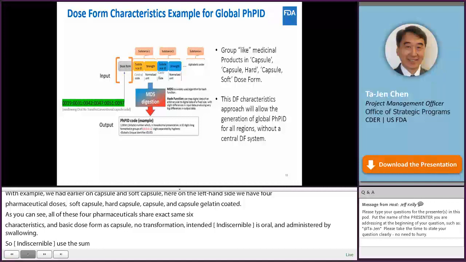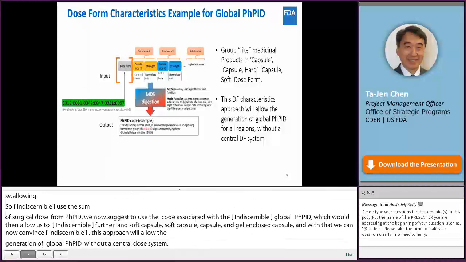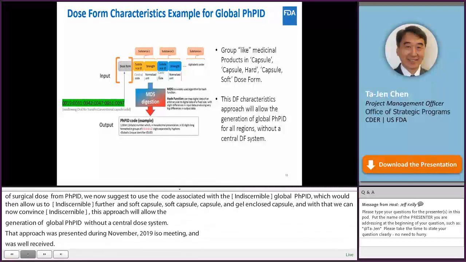And with that, we now can connect the hard capsule to the soft capsule product. This approach would allow each region to continue to use the regional dose form term and at the same time to generate global PhPID without a central dose form system. The approach was presented during the November 2019 ISO meeting and was well received. In May 2020, the ISO working group established a subgroup to revise the 11239 and the related TS 20440 to include the characteristic approach in the standards.